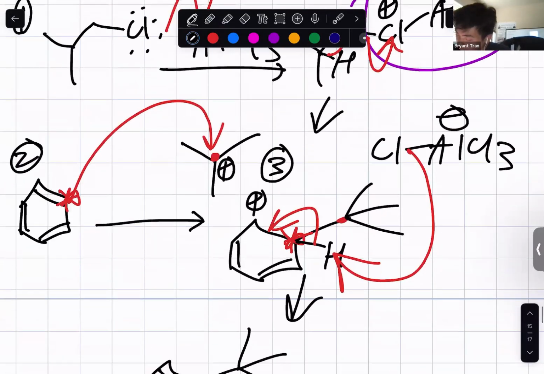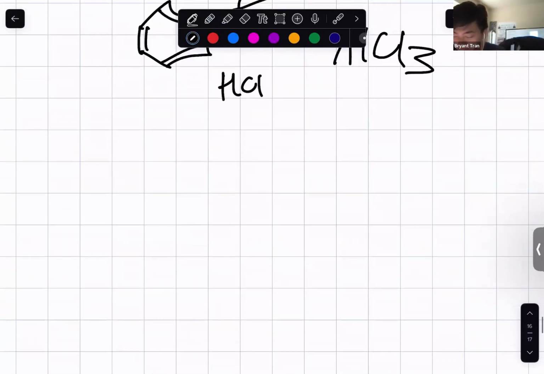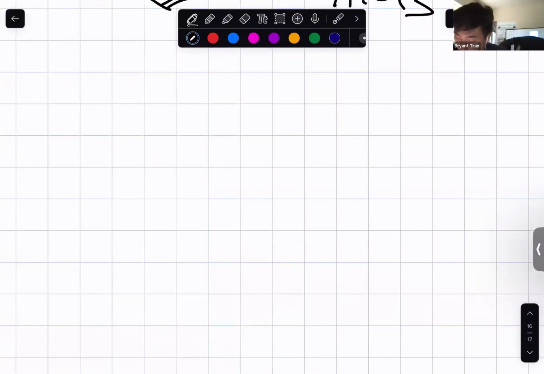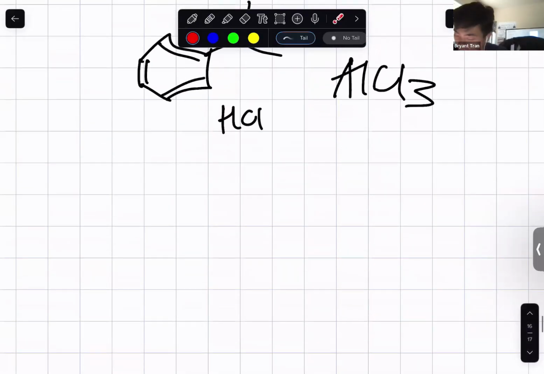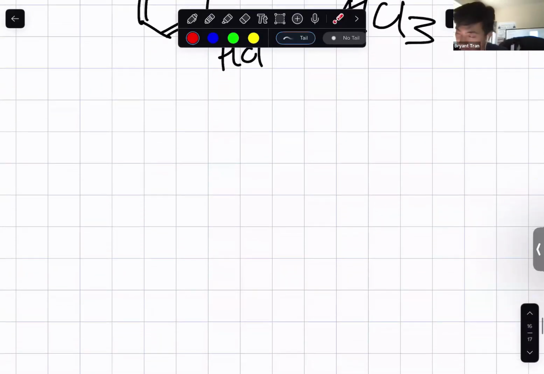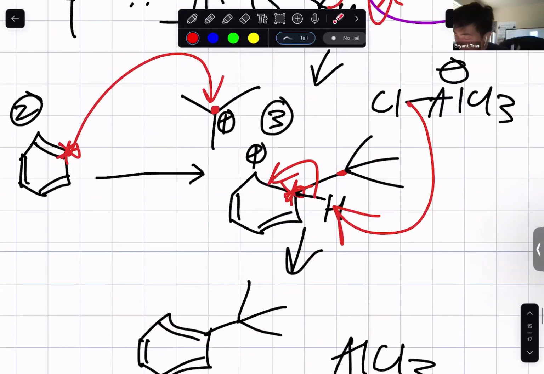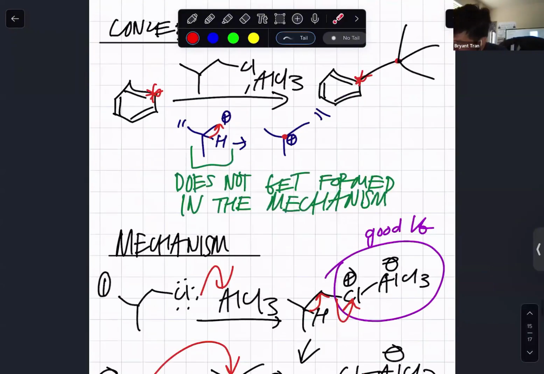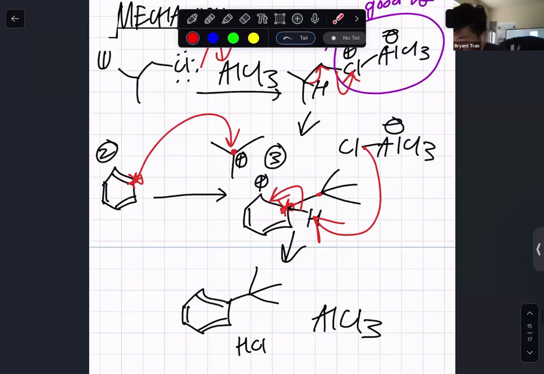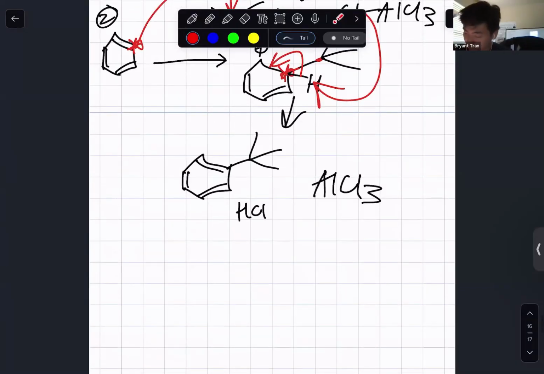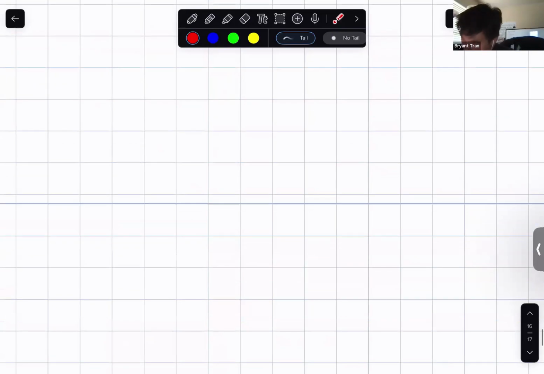So now we're going to talk about conceptual stuff about Friedel-Crafts alkylation. We already talked about one limitation here. This reaction will not work on deactivated rings, like moderately to strongly deactivated rings, and we'll talk about that after. But the other limitation, wait, actually no. I'll talk about the conceptual stuff after I talk about the reactions. So let's move on to Friedel-Crafts acylation.